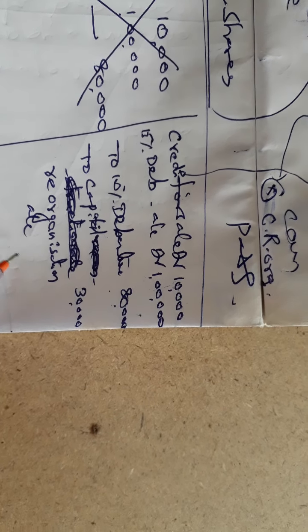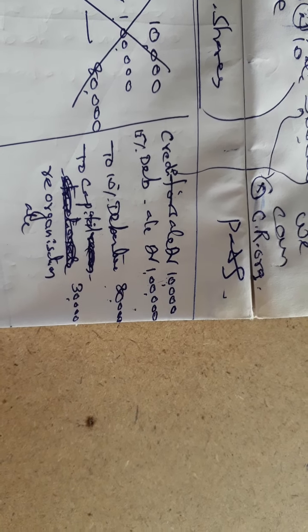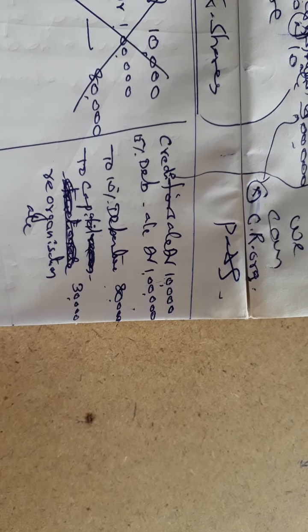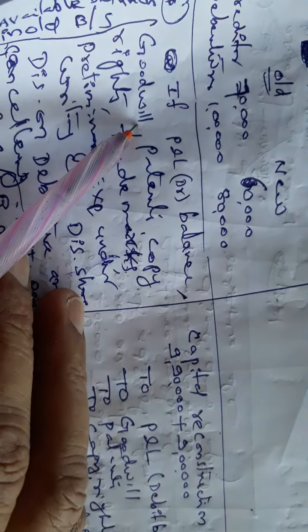Creditors are reduced by 10,000, and the 15% debentures of 1 lakh are converted into 10% debentures of 80,000 rupees. Next, the fourth one.